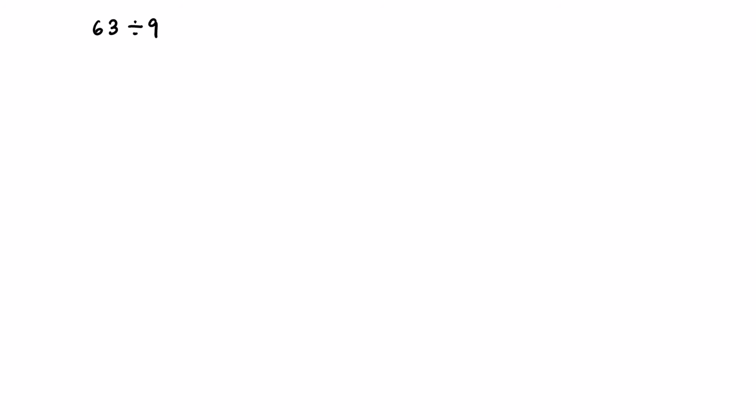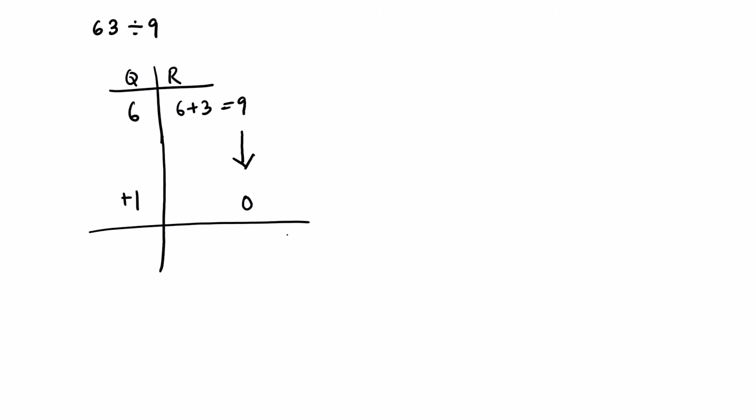Now let's see what happens when the remainder becomes 9. That is equal to 9. So for that I have taken the example of 63 over 9. So the quotient is nothing but first digit, which is 6. Remainder is nothing but 6 plus 3, which is 9. In such cases, what you have to do is you have to convert this 9 to 0 and you have to add 1 to the quotient. So the final quotient is nothing but 7 and remainder is nothing but 0. So the answer is 7.0.